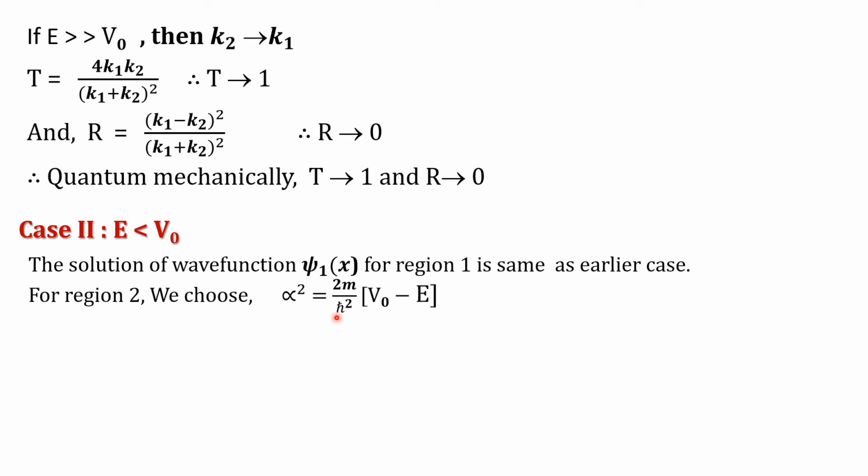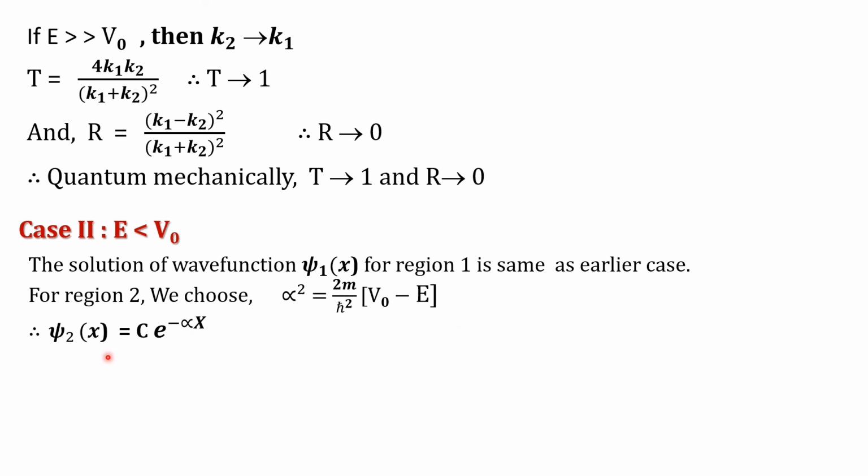we choose another constant, alpha square equal to 2m by h cross square into (V0 minus E), since E is less than V0. Hence, we write V0 minus E, and this is another constant for region 2, alpha square. Therefore, what is the solution for region 2? If we solve this differential equation, d square psi 2 by dx square minus alpha square psi 2 equal to 0.